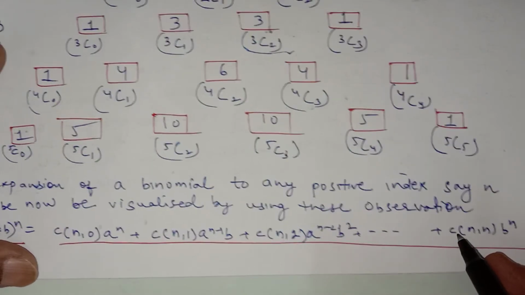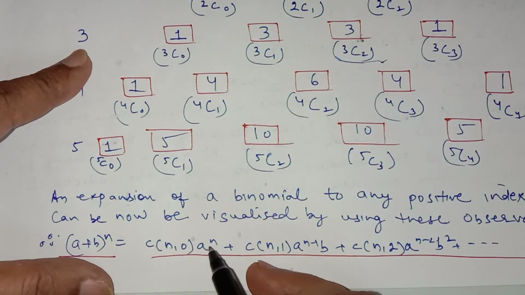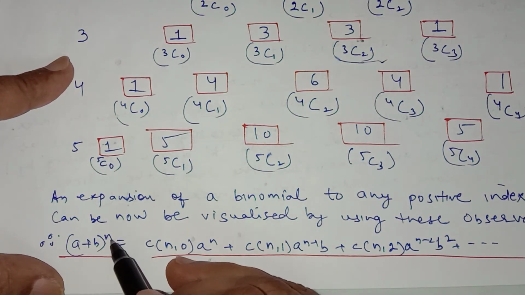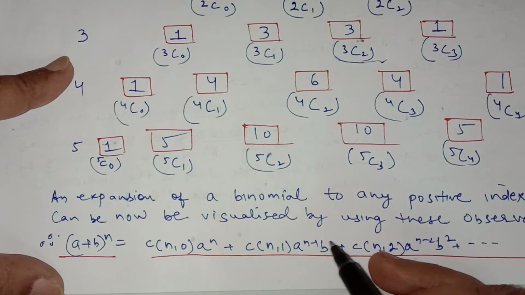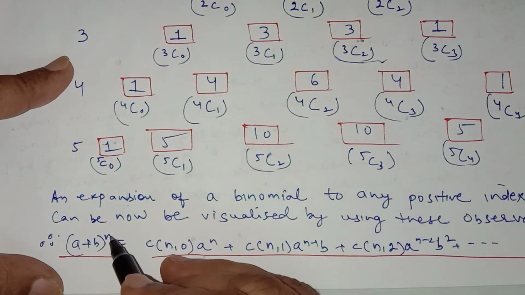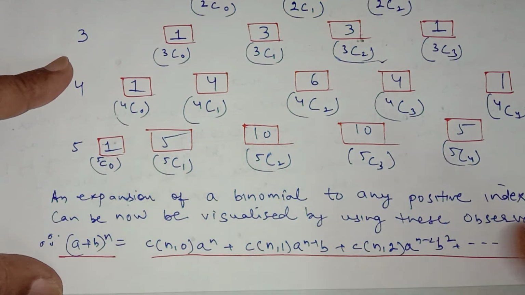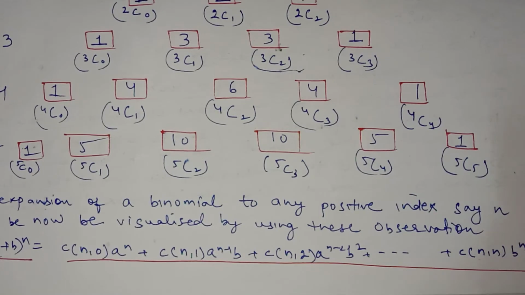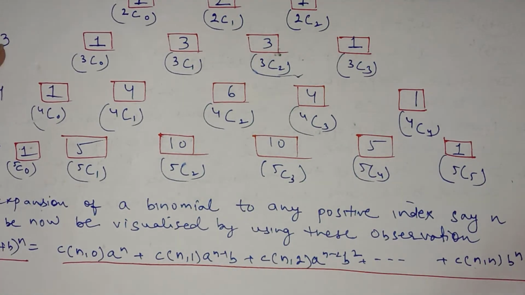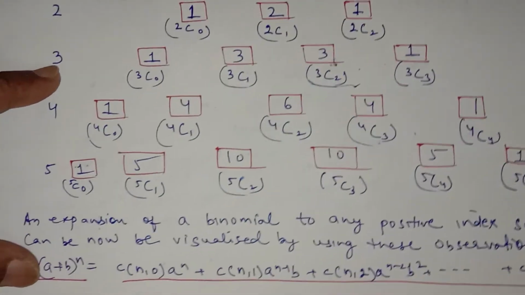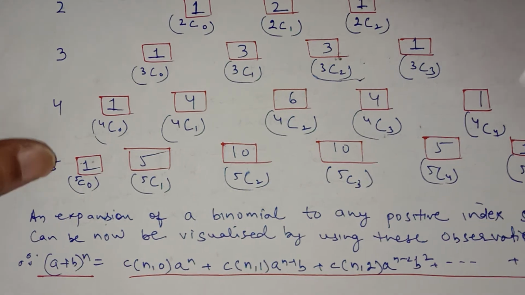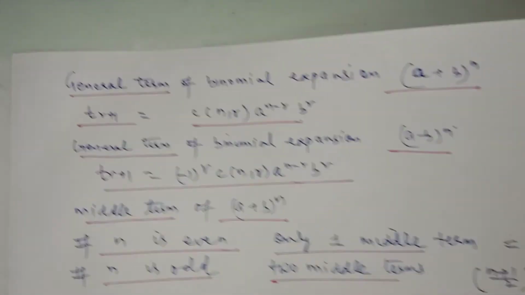For the positive indices, if we see it here, the sum of the power of all the terms is equal to the power of the indices of the binomial, that is n minus 1 plus 1, it is equal to n, n minus 2 plus 2, it is equal to n, it is equal to the power of the binomial expansion in the left hand side and so on. So this is the derivation for the binomial expansion or binomial theorem for the positive indices. So by using this binomial formula, we can expand any binomial for any positive indices.